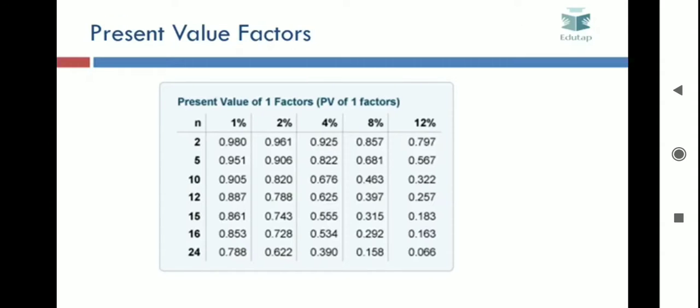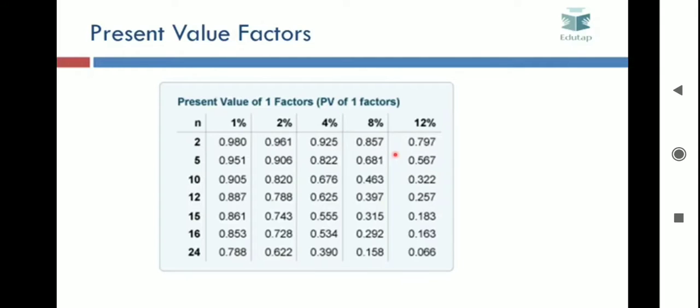Assume you will get rupee 1 after 5 years and the discount rate that you have to use is 12%. Then you use this row and you use this column. You will get your answer that the present value of rupee 1 that you will get after 5 years at a discounting rate of 12% would be 0.567.